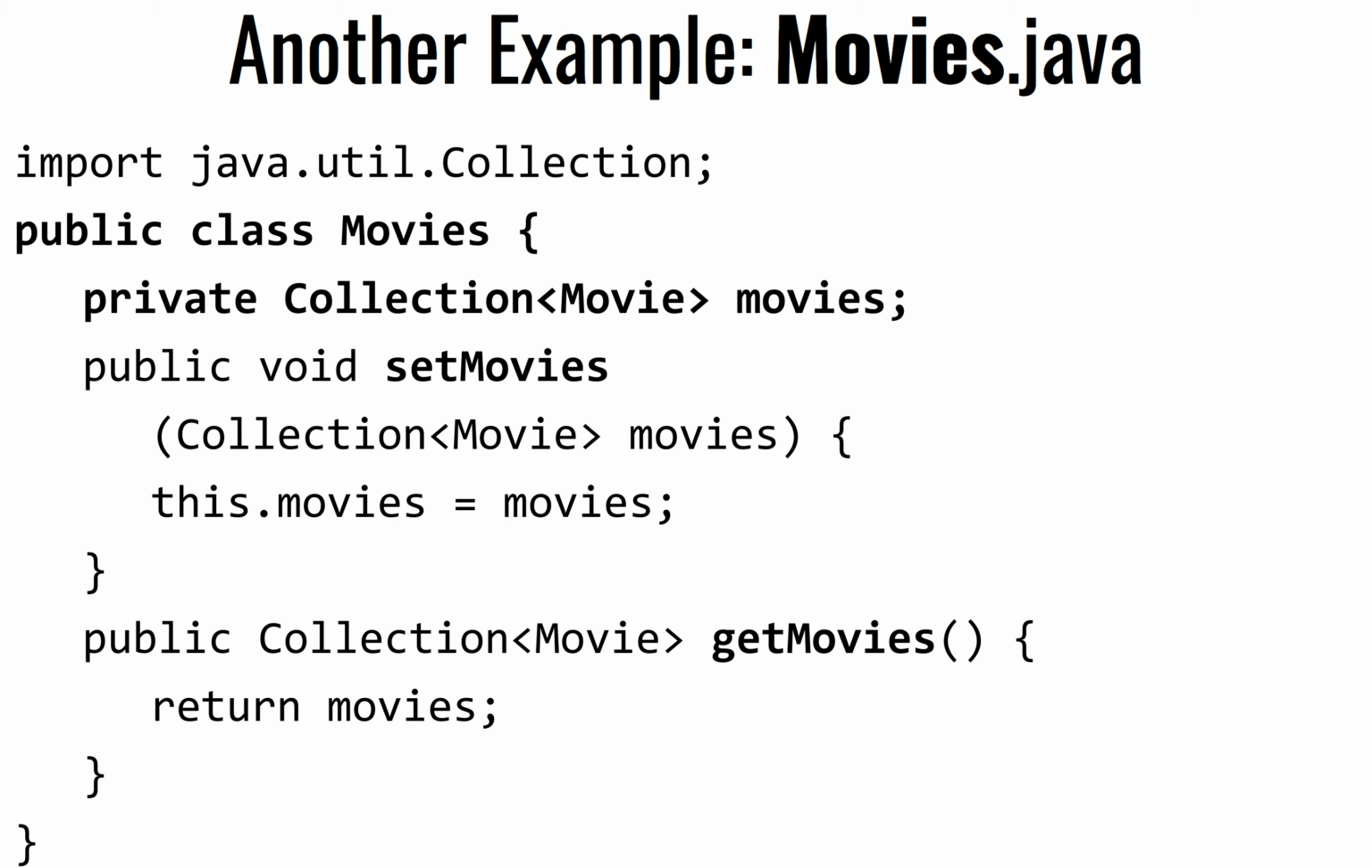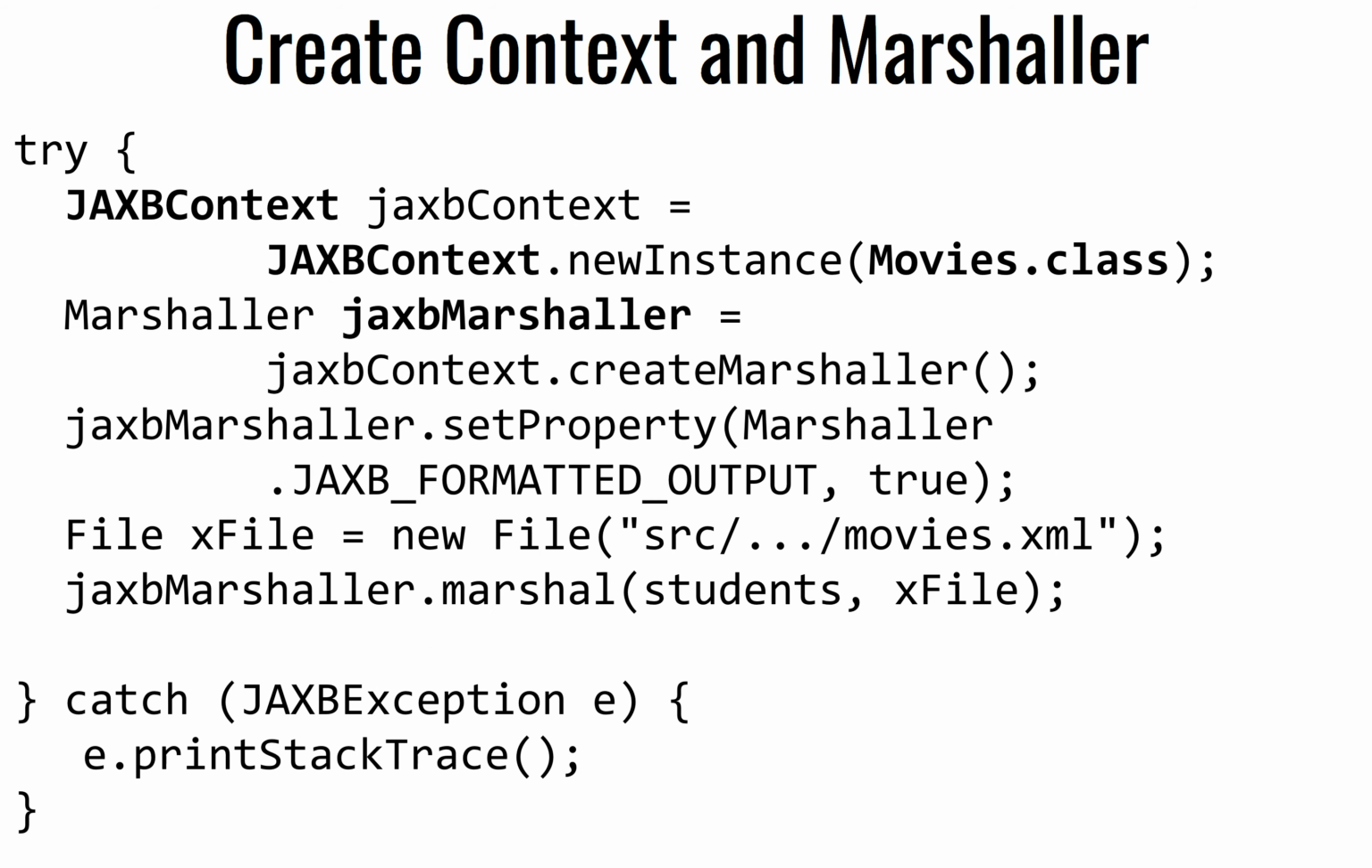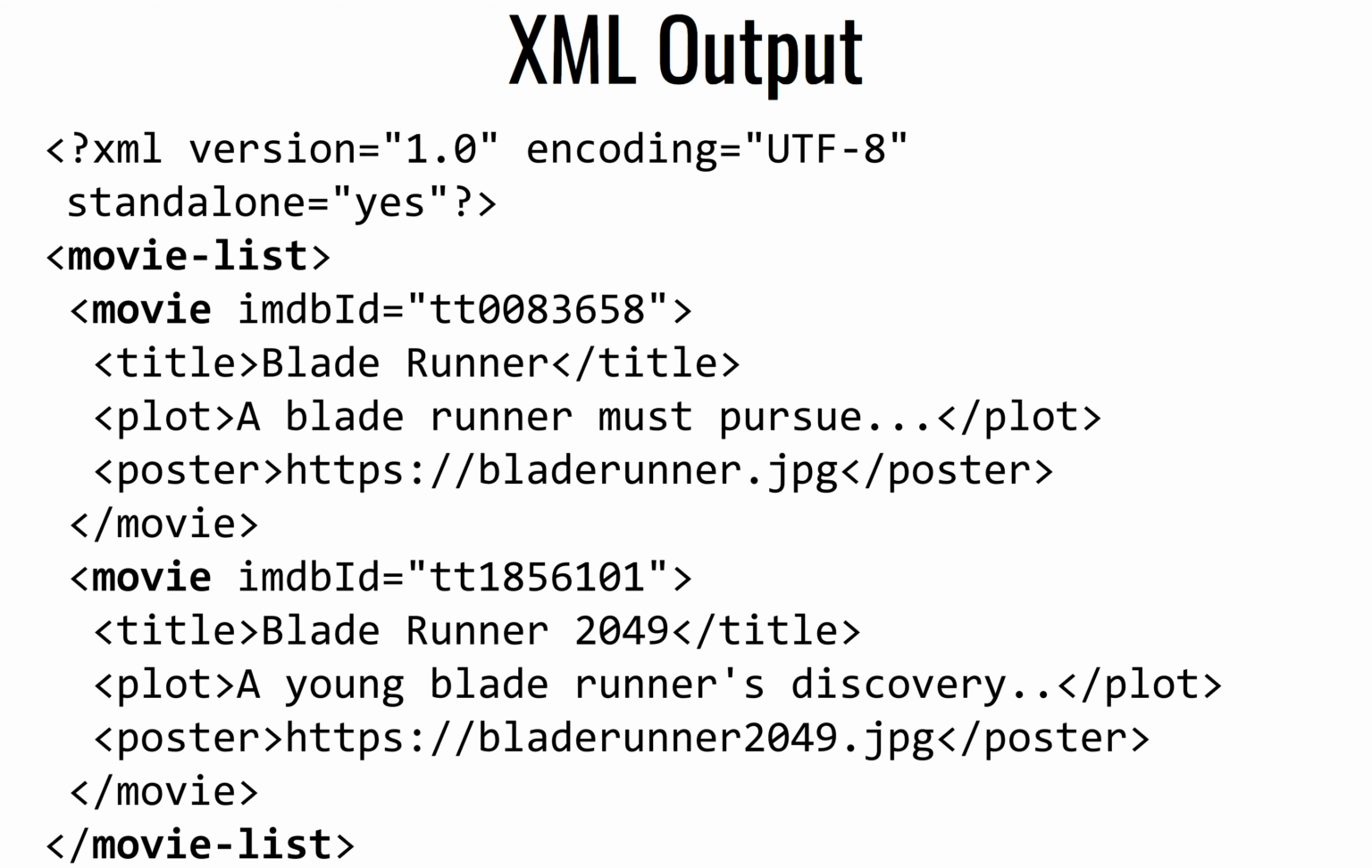Here's just an example of doing it for a completely different domain: movies that contain multiple movies, creating several movies in there, movie 1, 2, 3, 2, 3, 4, and then writing it out to a movies.xml. And that's the output.